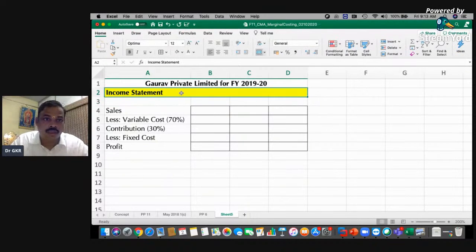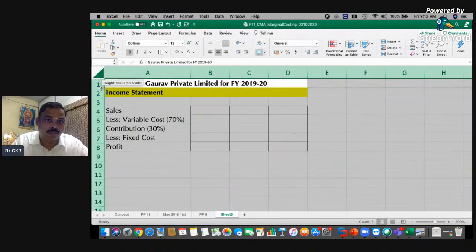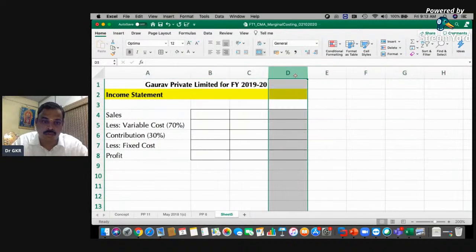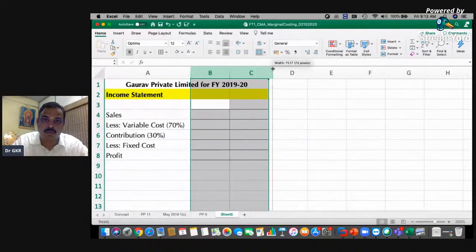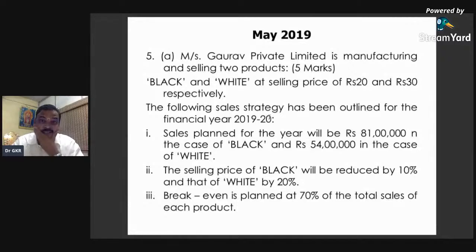Good. So income statement of how many products? Two products. So we are going to do two products. So what are those two products, guys? The name of the two products is black and white. The following sales strategy has been outlined for the financial year 1920. So what he says is sales planned for the year will be 81 lakhs in the case of black and 54 lakhs in the case of white. So straight away sales is given.